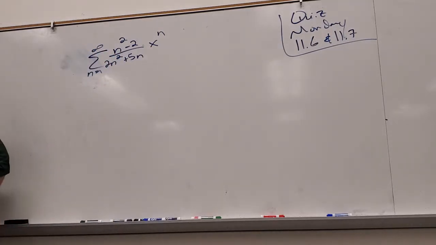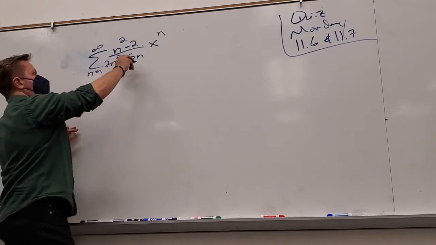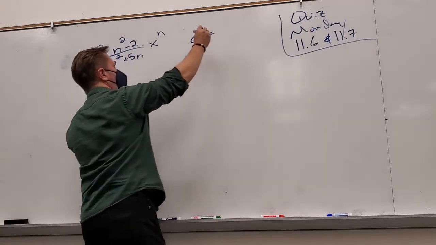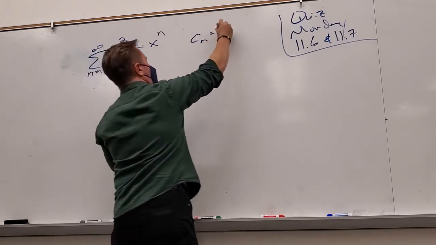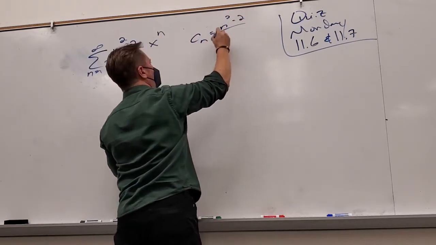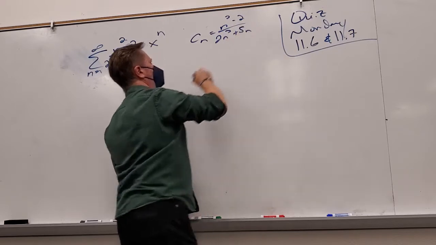So let me ask you 2 questions. Is this a power series? Because it's in the form c sub n times x to the n. Okay, I like it. So you gotta be careful. You can't use power rule ideas when something's not really a power series kind of thing. What's Cn? N squared minus 2 over 2x. You see that thing? All right.